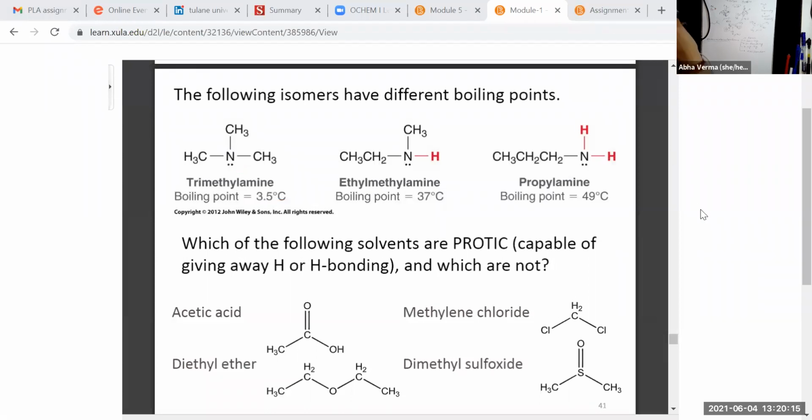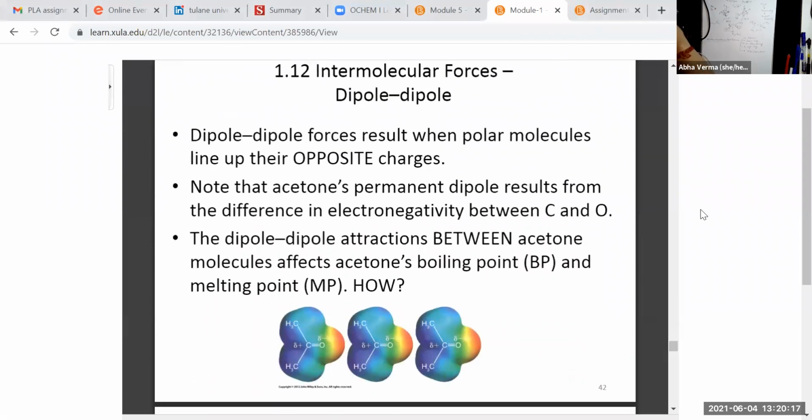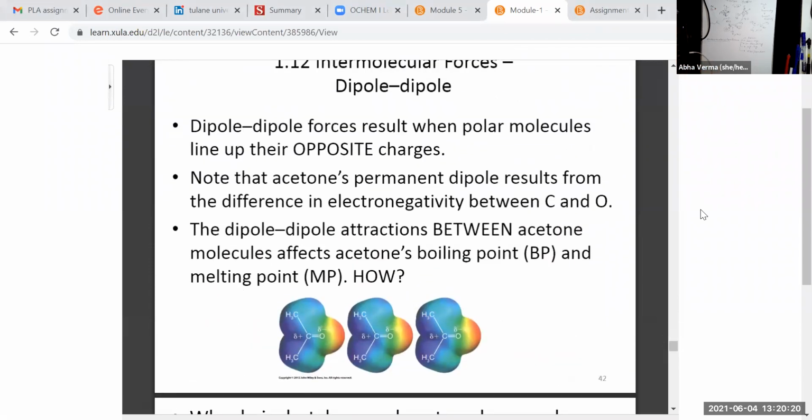The next important part is the lone pair dipole-dipole kind of force. Now these forces result in neutral but polar molecules. So we just saw ketone. So when the dipoles line up, their opposite charges will act as if they are doing a dipole-dipole interaction. So having a dipole in the molecule is also important.